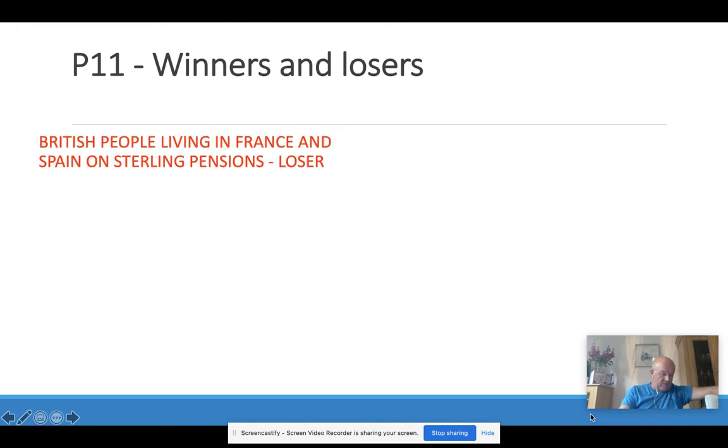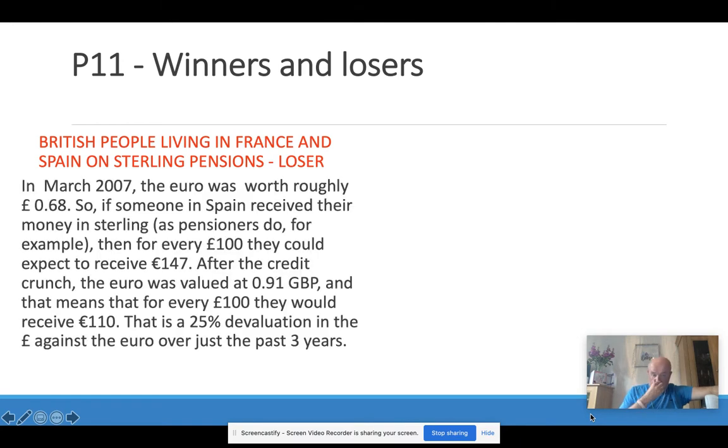Okay, what about people living in France and Spain on sterling pensions? They're going to be losers, aren't they? Because if the euro was worth roughly 68p in 2007, then at that time, for every £100 they would expect to receive 147 euros. However, after the credit crunch, the euro increased in value against the pound, and that meant that instead of getting 147 euros for every £100, they're only receiving 110 euros. So a 25% devaluation in just 3 years. That's clearly going to have a fairly bad effect on people living in France and Spain on sterling pensions.